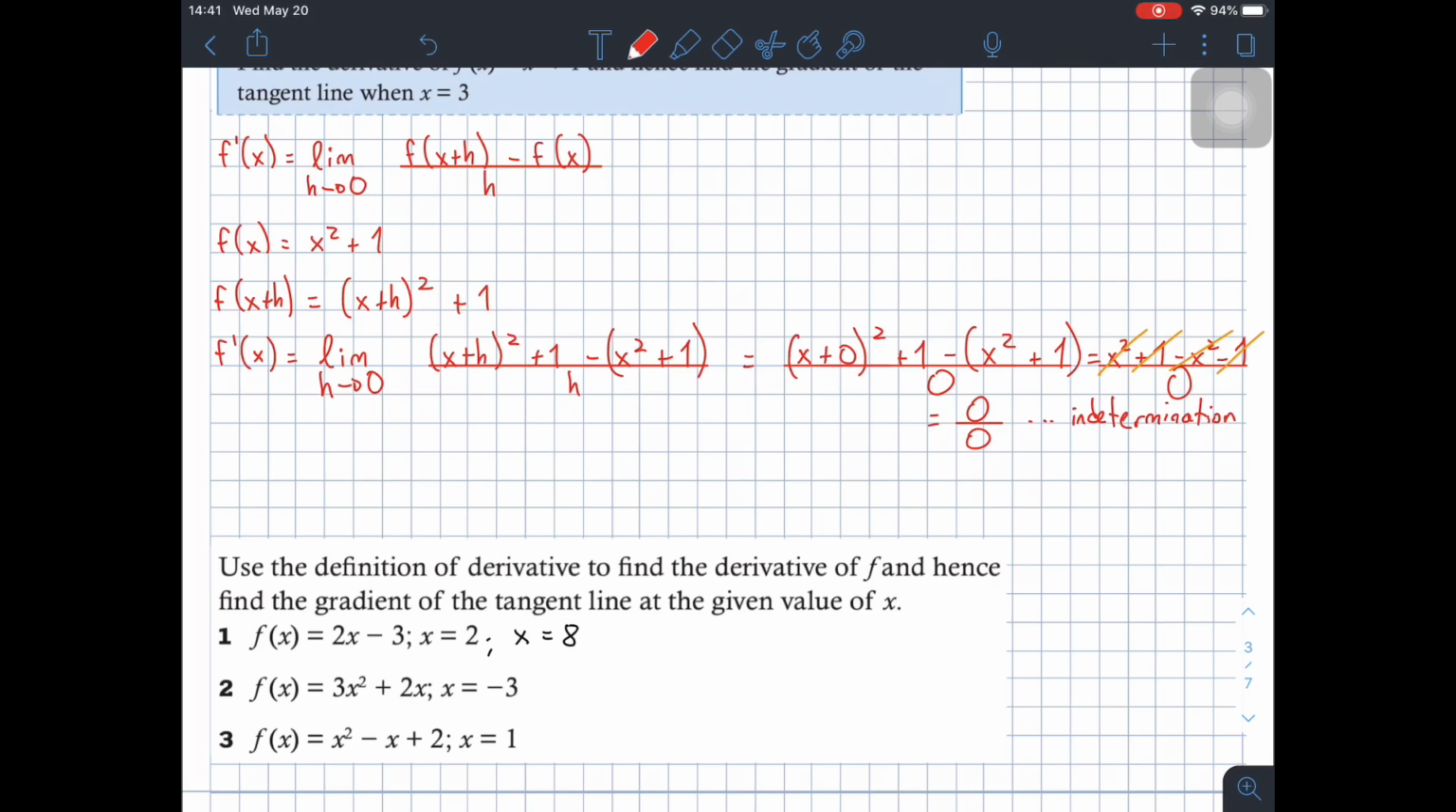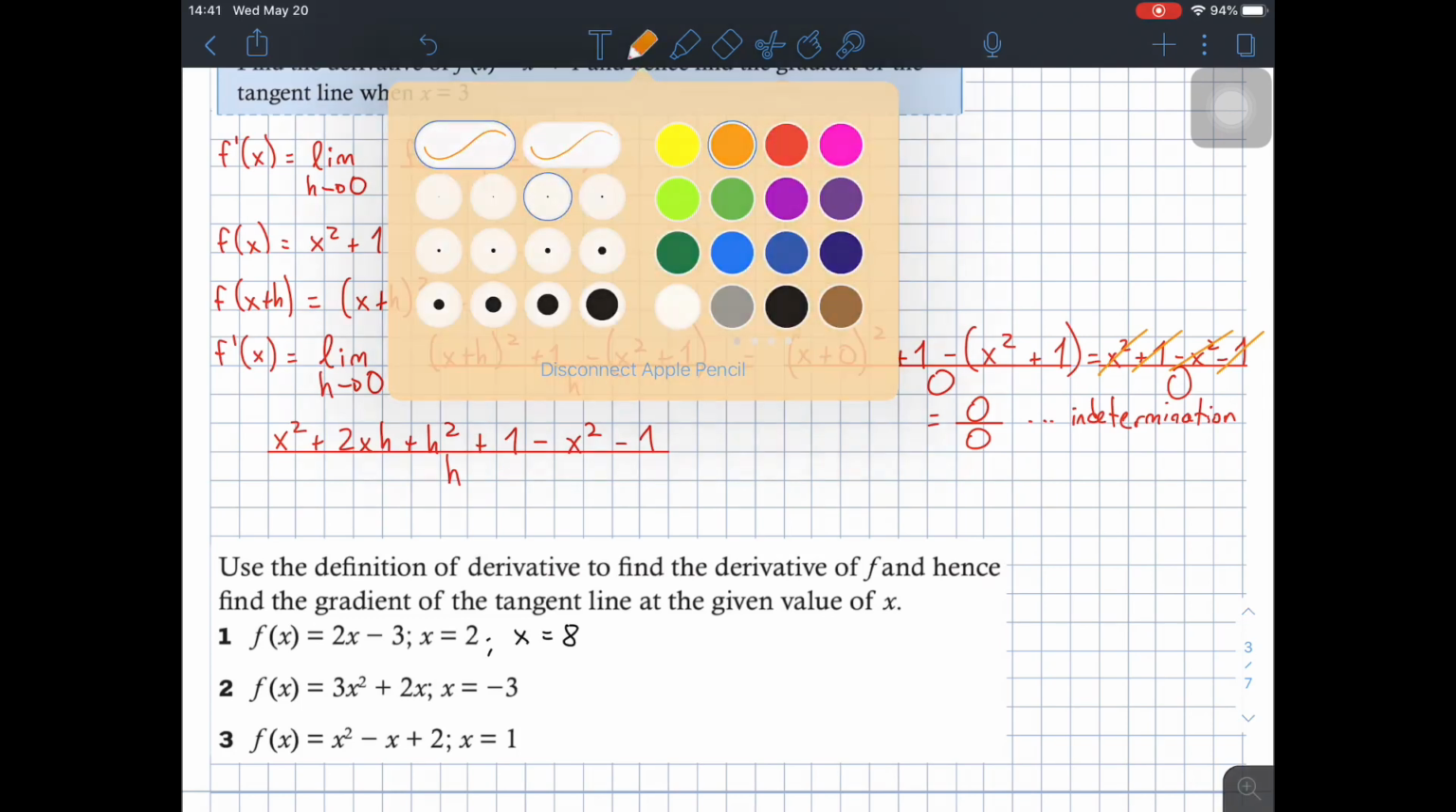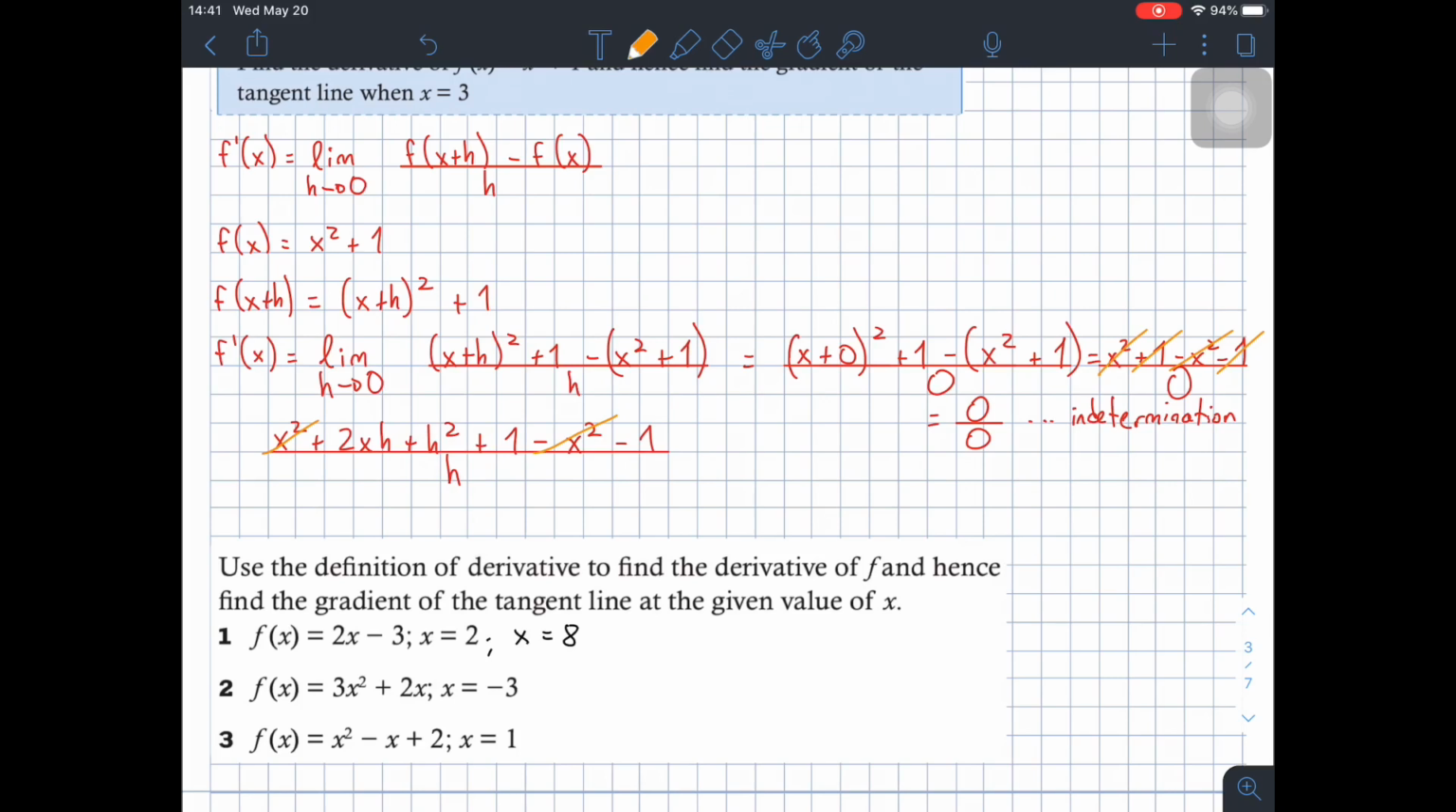So (x plus h) squared, if we expand this, would give us x squared plus 2xh plus h squared, plus 1, which is this term over here, minus (x squared plus 1). Sorry, minus x squared minus 1, divided by h. So you see that by doing this, I can simplify some terms. For example, the x squared cancels out with this one, the 1 cancels out with this one, and here we can do a common factor of h, right? We can do a common factor of h.